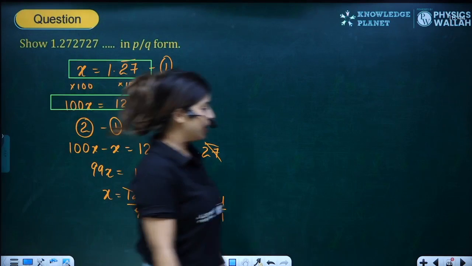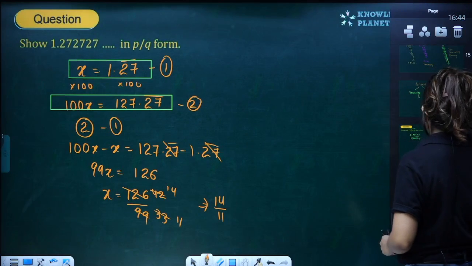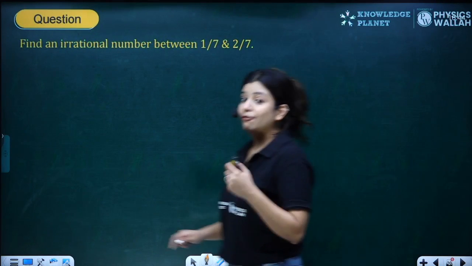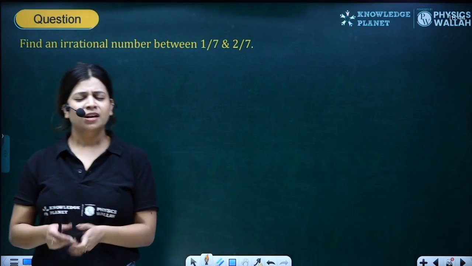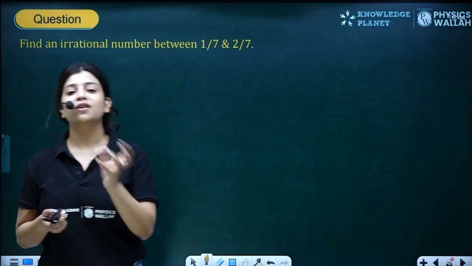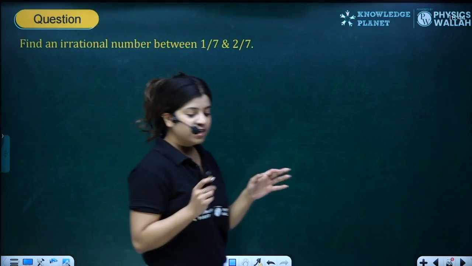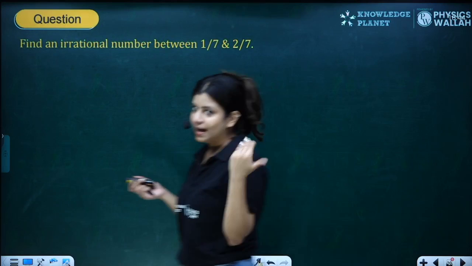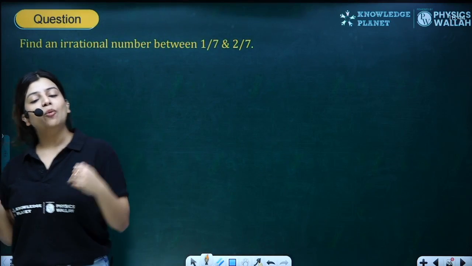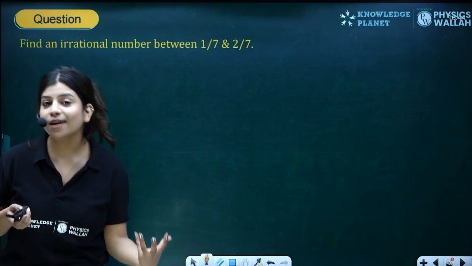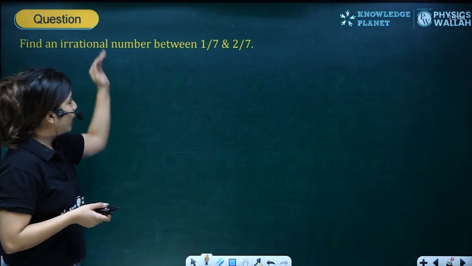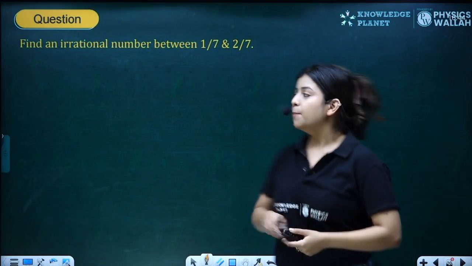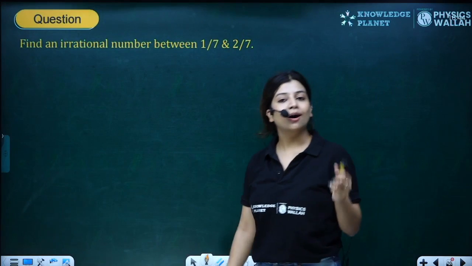I hope this thing is clear with everyone. Right? Let's move forward to the next thing. Find an irrational number between 1 by 7 and 2 by 7. Getting a rational number is really easy. We have already done it. If the denominator is the same, we take the direct multiplication thing and just calculate it. And when the denominators are not the same, we take the LCM and then we do it. But when we have to find an irrational number between two given rational numbers, how do we do it?